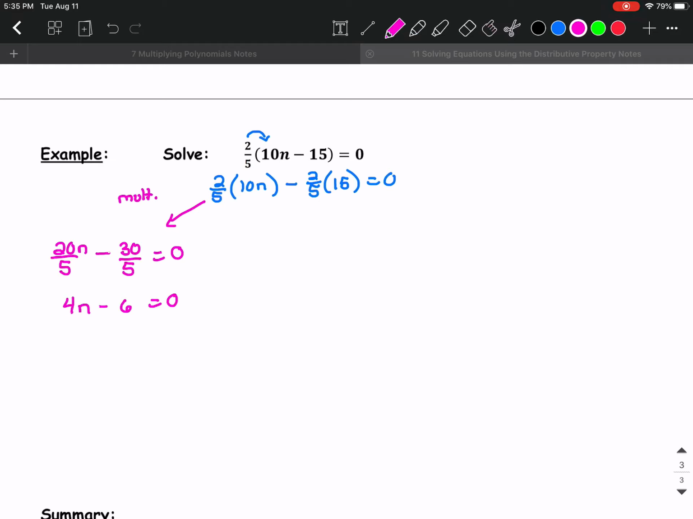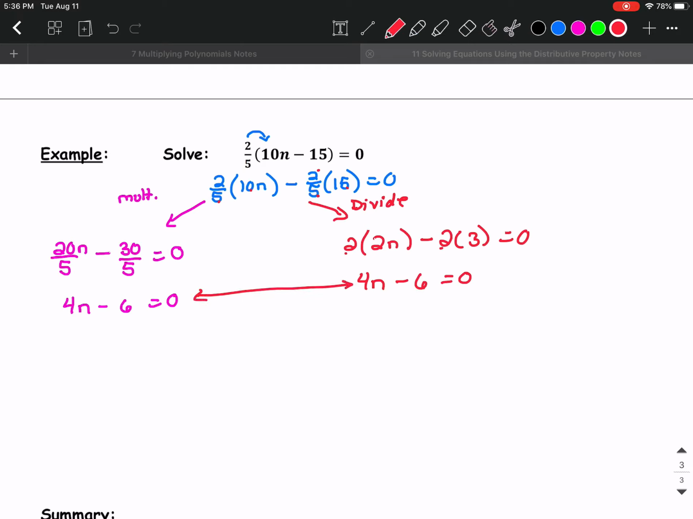Other people, and I tend to be one of these people, divide first. I like to make my numbers smaller, so if I can, I do that. I keep the 2 and say 10 divided by 5, that's 2n's, minus, keeping my 2 in the top, and 5 goes into 15 3 times. I like to make my numbers smaller rather than bigger. Now my next step, I do 2 times 2n, which is 4n, minus 2 times 3 is 6. And lo and behold, these are the same equations, aren't they?